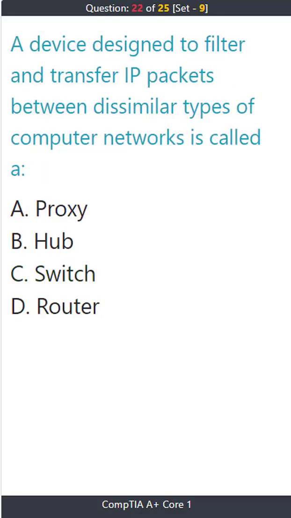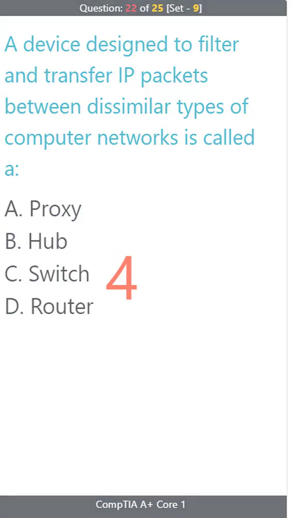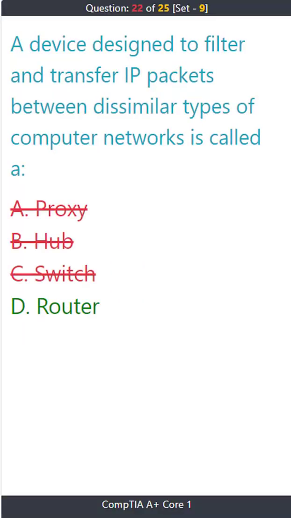Question 22. A device designed to filter and transfer IP packets between dissimilar types of computer networks is called A. Proxy, B. Hub, C. Switch, D. Router. The correct answer is D. Router.